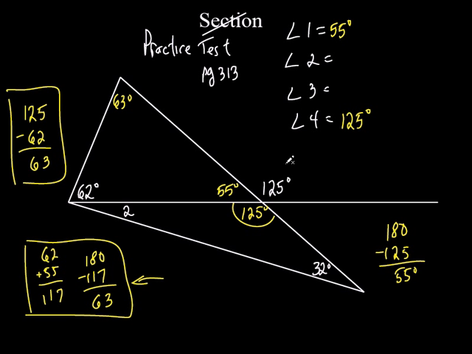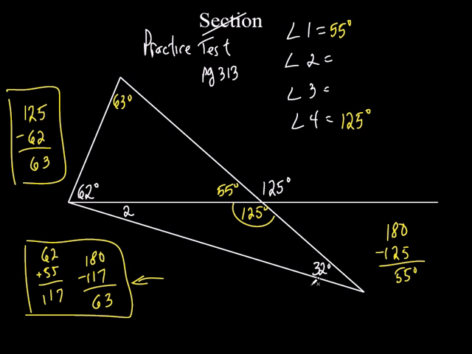Okay? All right. What else are we missing? Angle 2. Now let's think about this in the same way. You could take these two, add them up, take them away from 180, couldn't you? But which one is the exterior angle here?